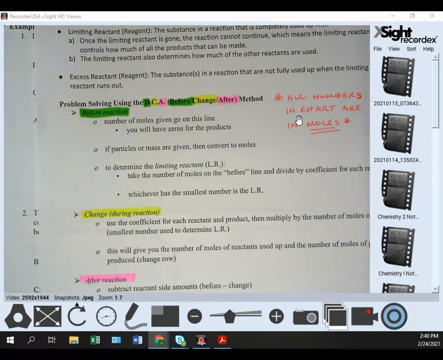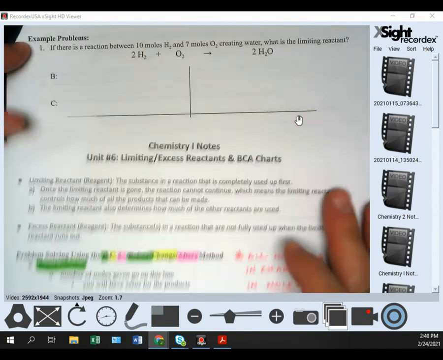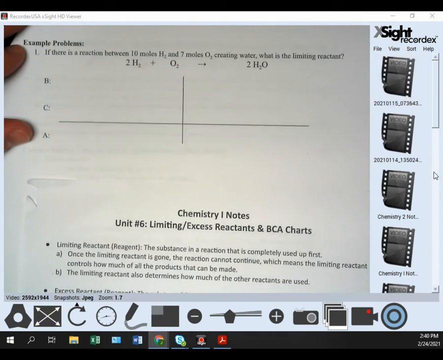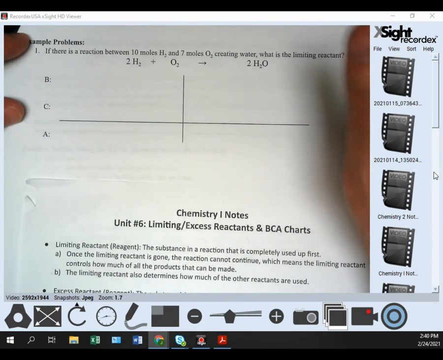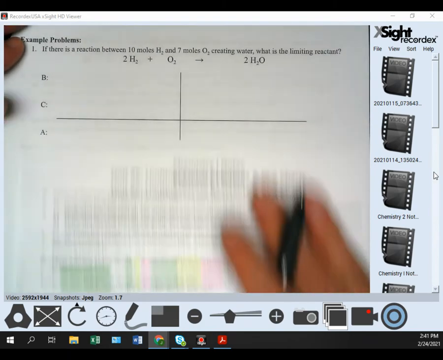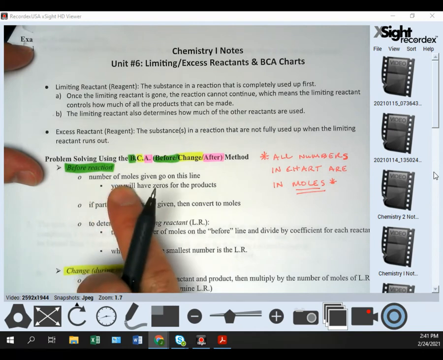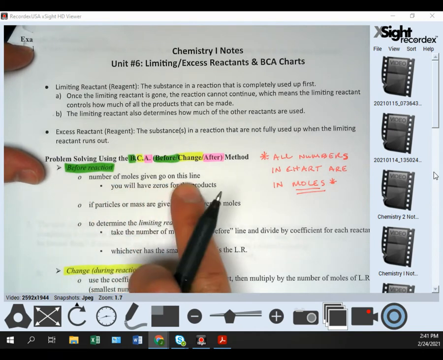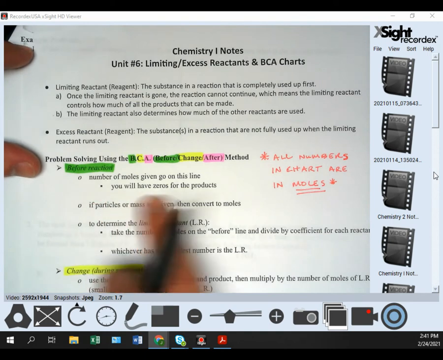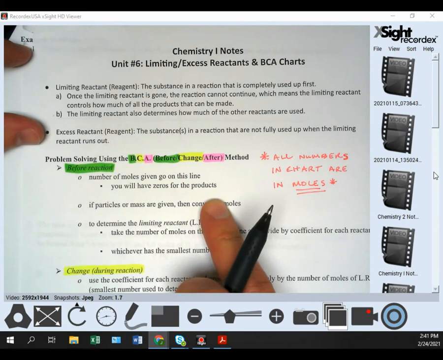All right. So the first example problem is a problem that we do when we're just trying to find out what's the limiting reactant. So we're trying to find out what runs out first. Okay. So in the before, the number of moles go on the before line. You will have zeros for the products because the reaction hasn't happened yet, right? So you won't have any products.